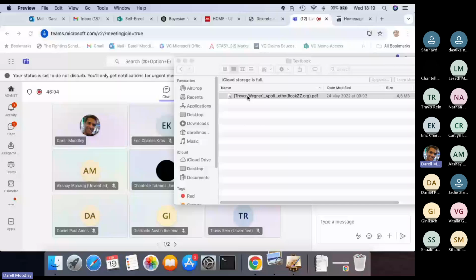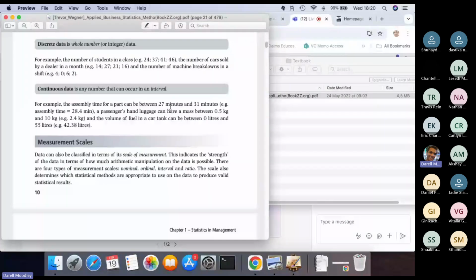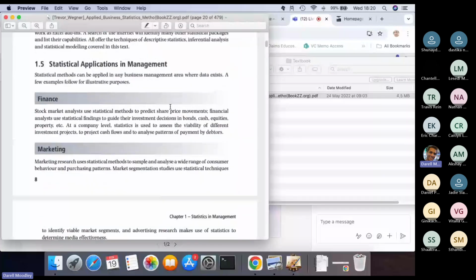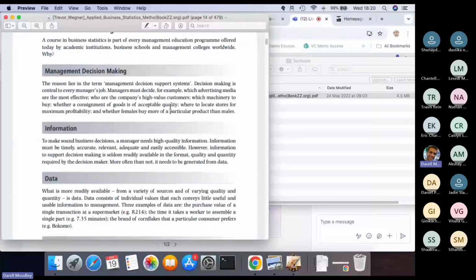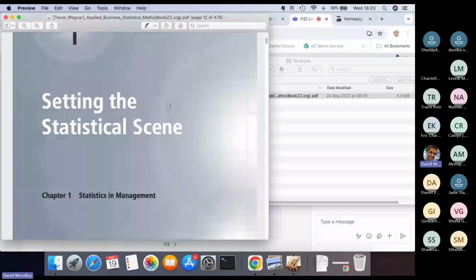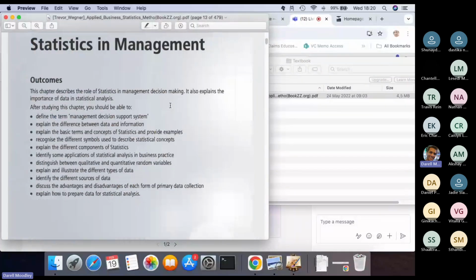I don't know what pages. This is a bit of an older edition, but the chapter is still the same. So learning unit 1 is, there you go, chapter 1, statistics and management.